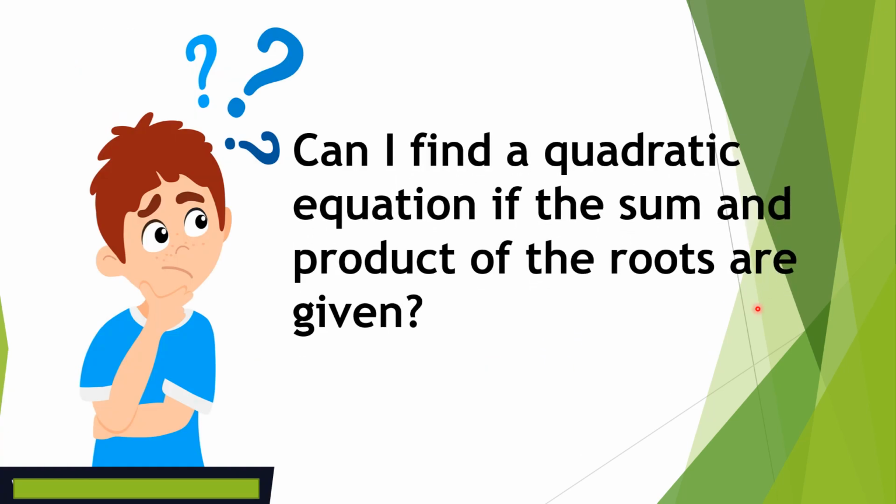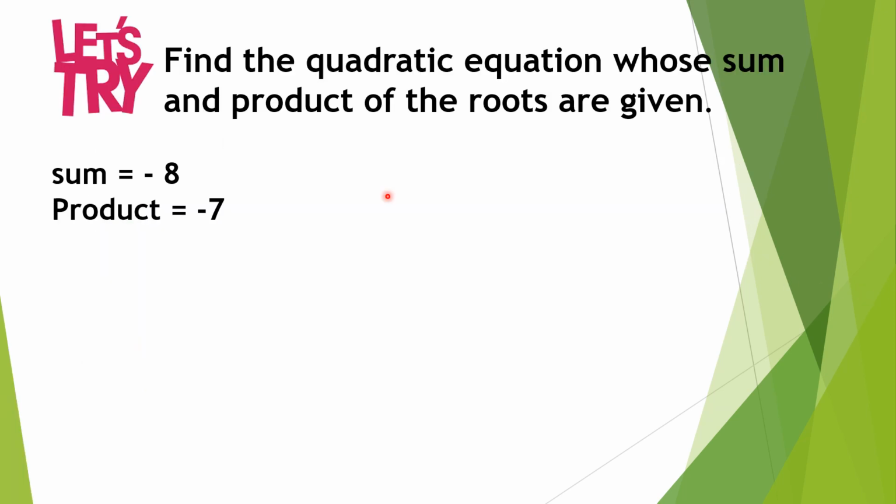Can I find a quadratic equation if the sum and product of the roots are given? This is just the opposite of the one explained a while ago, because this time we are to find that quadratic equation given the sum and product of the roots. Let's try. Find the quadratic equation whose sum and product of the roots are given. The sum is negative 8, the product is negative 7.